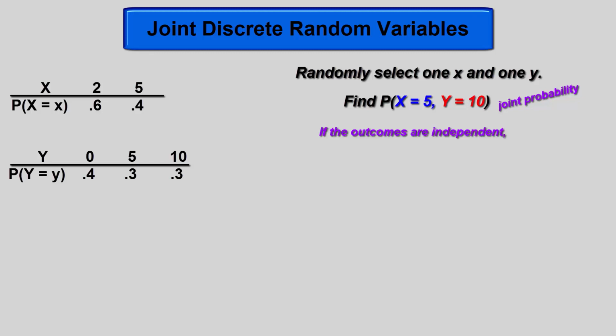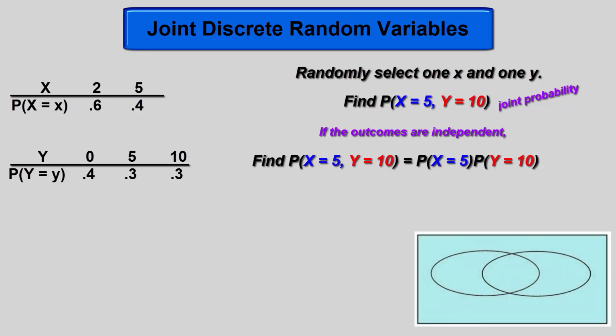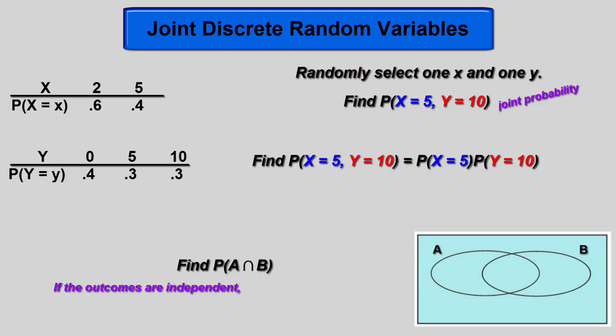If the outcomes of these two random variables are independent of each other, then the joint probability is simply the product of the individual probabilities. This is like the probability of the intersection of two events. As long as we determine that the events are independent, then it's okay to multiply probabilities.